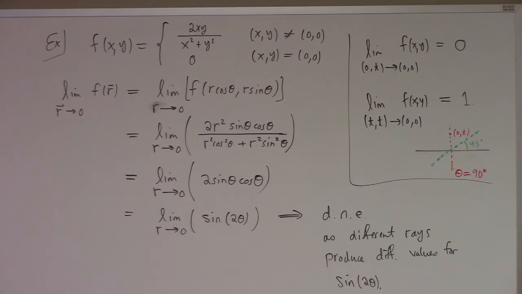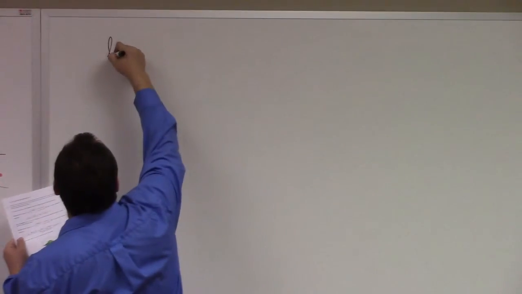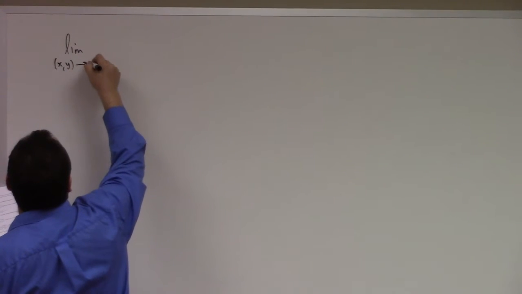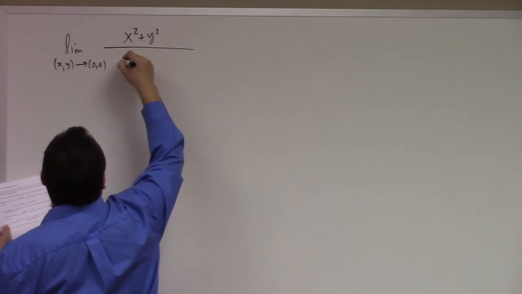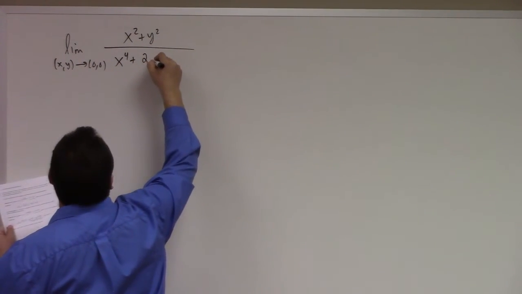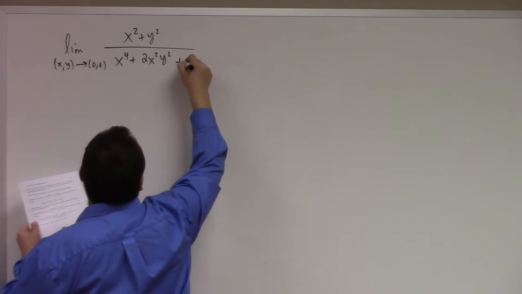But the cool thing about the polar coordinate substitution is it's another kind of sneaky way of looking at all paths in some sense. Let me show you another example. I'm going to skip example 4 in my notes. I'm going to go over here to example 5 because it's more fun. I want to look at the limit as (x, y) goes to (0, 0) of x squared plus y squared divided by x to the 4th plus 2x squared y squared plus y to the 4th.